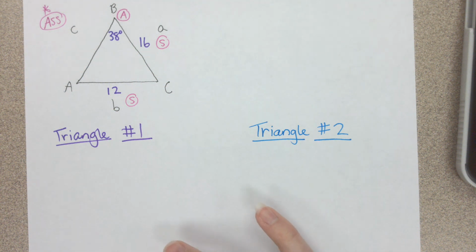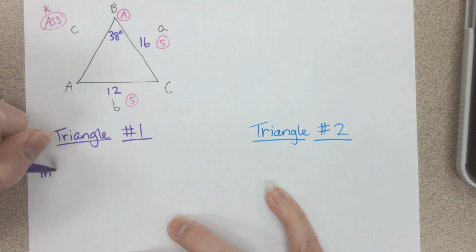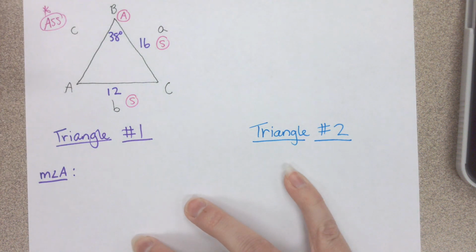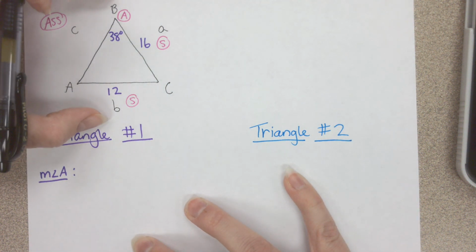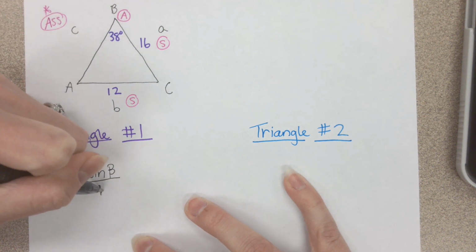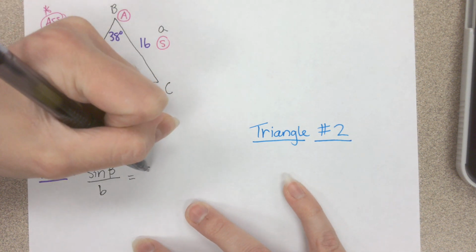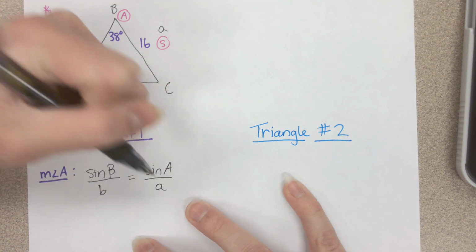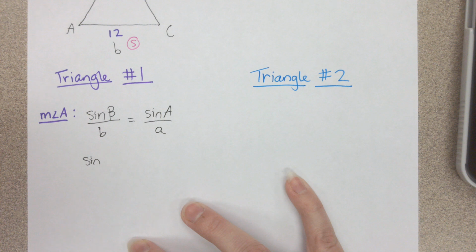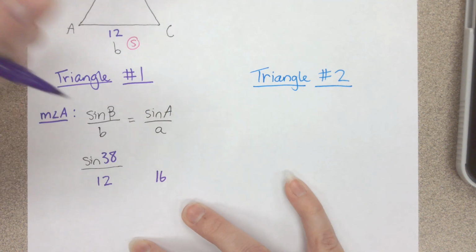So we're looking for angle A, since that's the only thing we can do right now. So we need the B's, because the B's are the complete pair. They're the givens. Sin of B over B equals, and then I need the A's if I'm going to solve for that. Sine of B is 38 over side B is 12. And then I'll go ahead and fill in side A is 16.